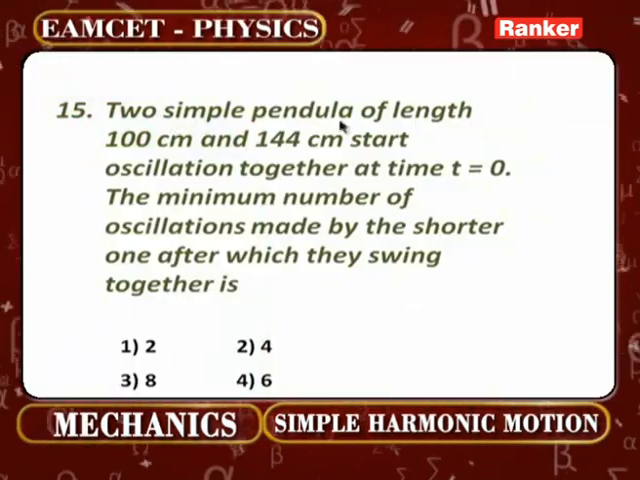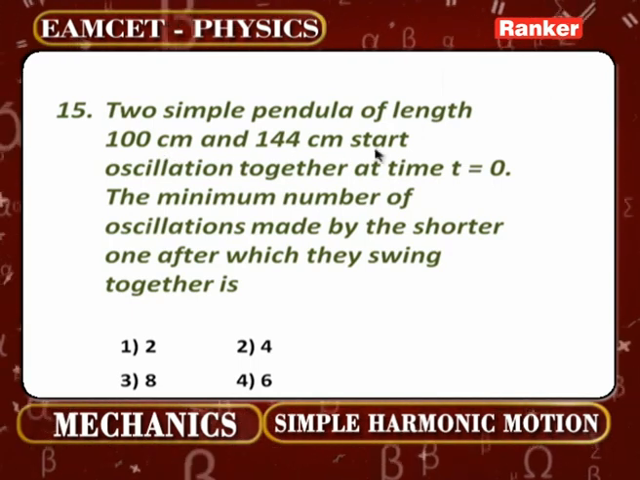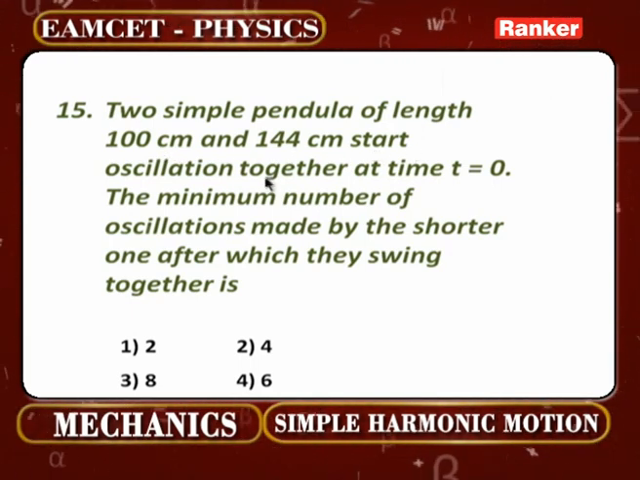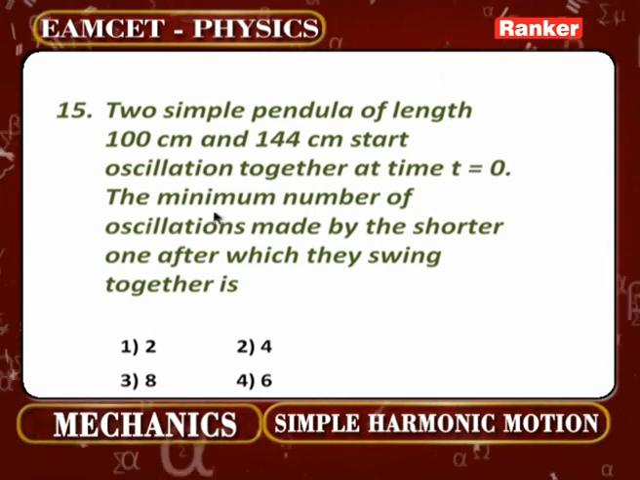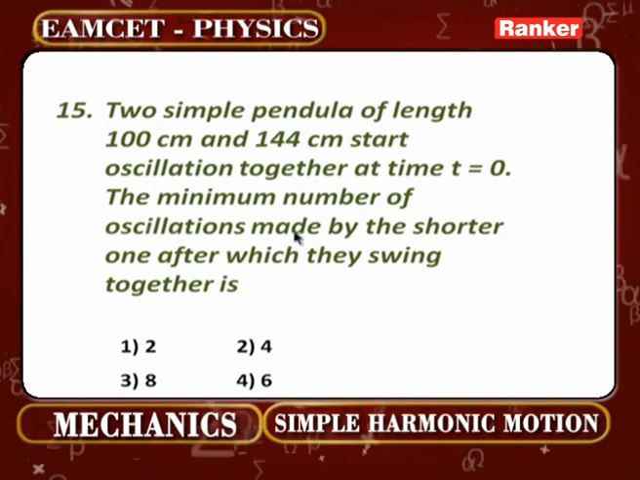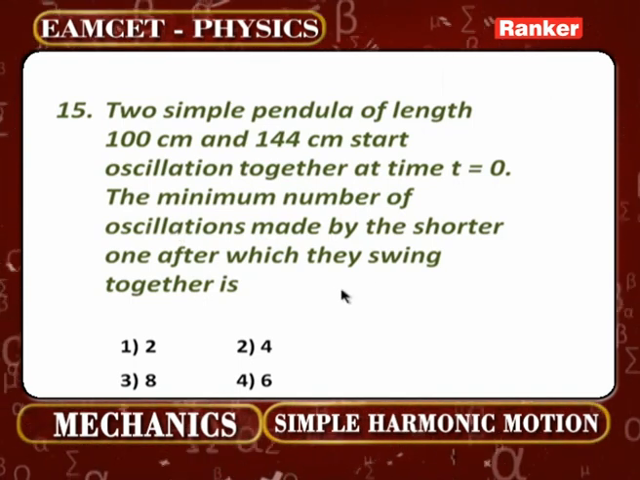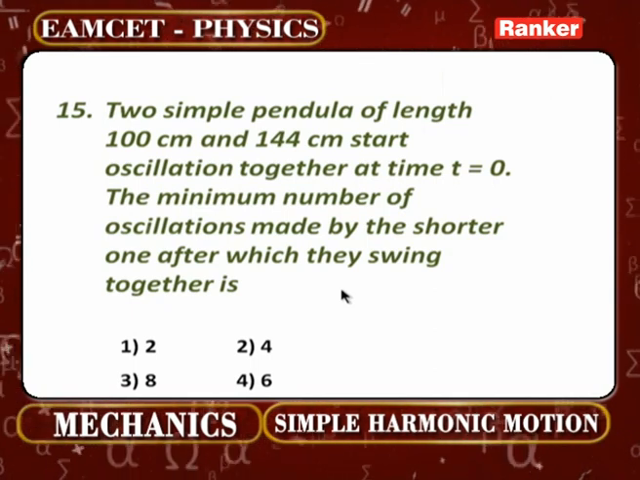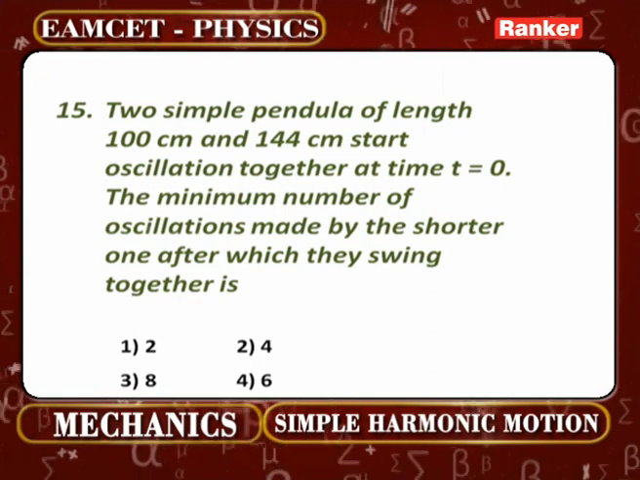Two simple pendula of lengths 100 centimeter and 144 centimeter start oscillation together at time t is equal to 0. The minimum number of oscillations made by the shorter one after which they swing together again is going to be how much? That is the concept. One should remember a small concept by theory here, please.